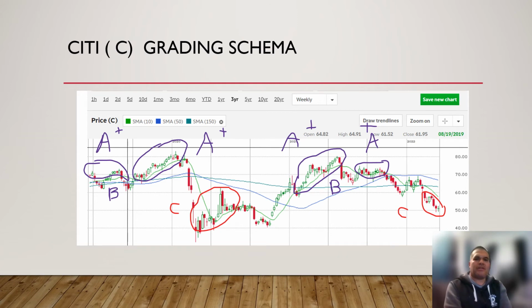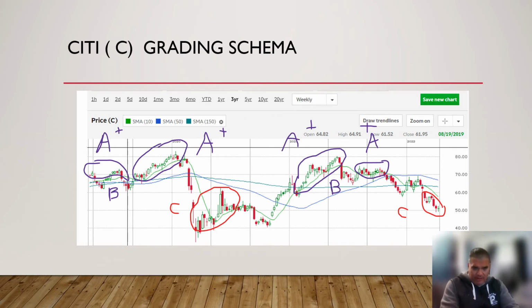Great. So we're looking again at Citi. This is Citigroup. It's part of what I call a prognostication, meaning this is where I believe I can predict whether this stock is something I want to maintain in my portfolio, add to my portfolio, or eliminate from my portfolio. I'm going to call this the Citi grading schema.